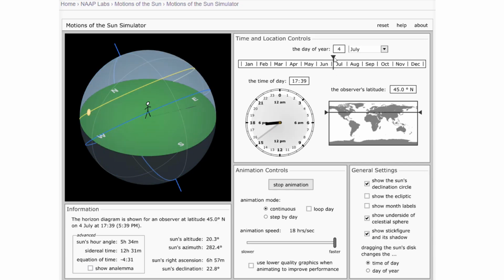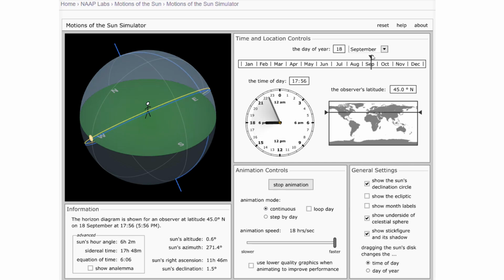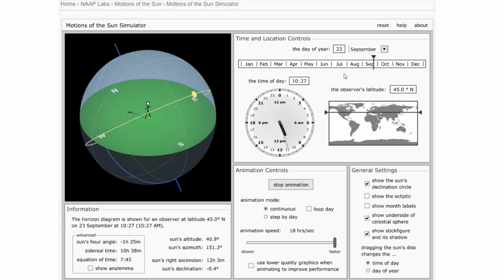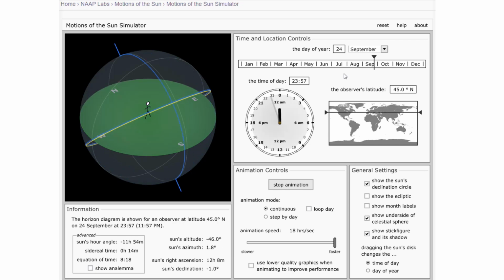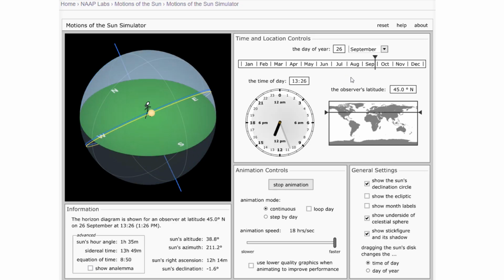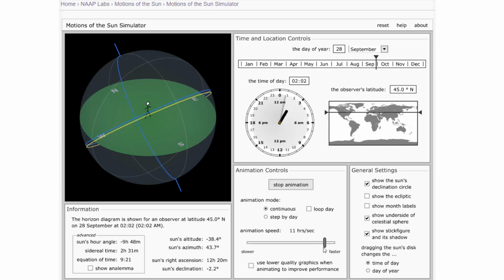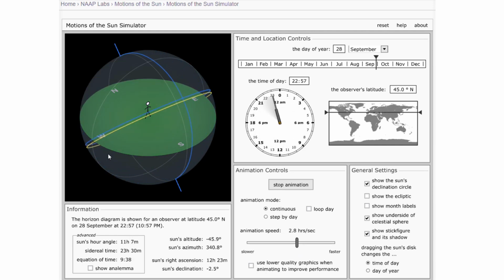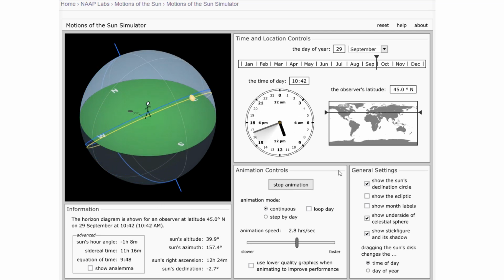Let's fast forward again. Close to the fall equinox. See the yellow line? Now it's very close to the equator. Now it's past the equator. Keep going south. Let me slow it down so you can see right ascension. From 0 hour right ascension, the blue line, now the Sun is at about 12 hours. It's opposite.